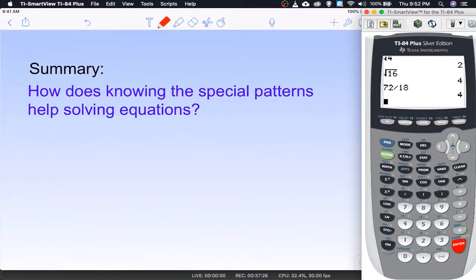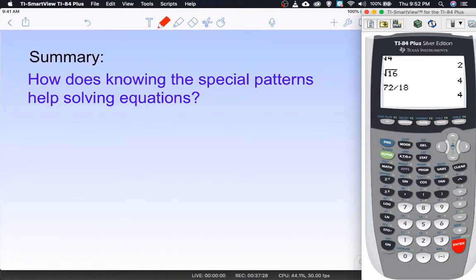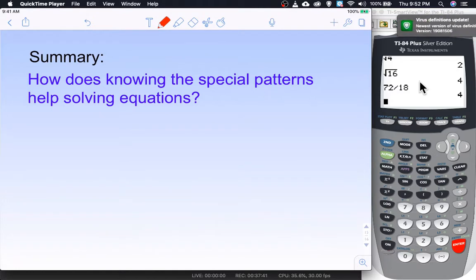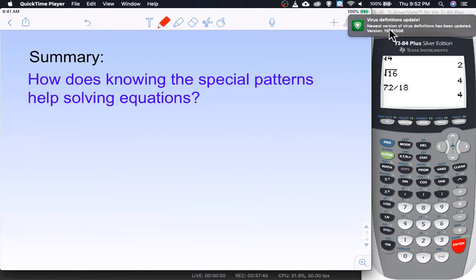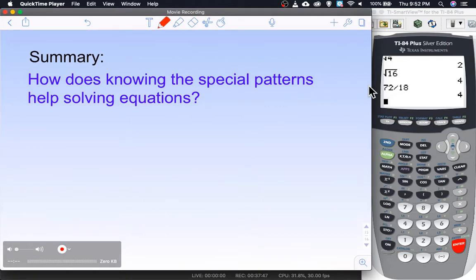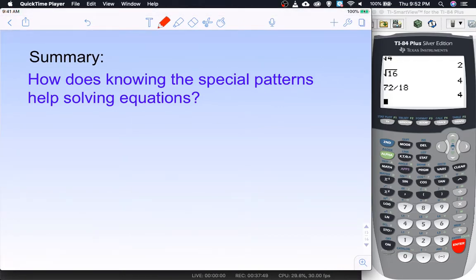And summary. How does knowing special patterns help you solve equations? Like what little shortcuts and tricks were we able to do because of recognizing these special patterns? Think about it. Sorry for killing your ears. It's loud for me too. All right.